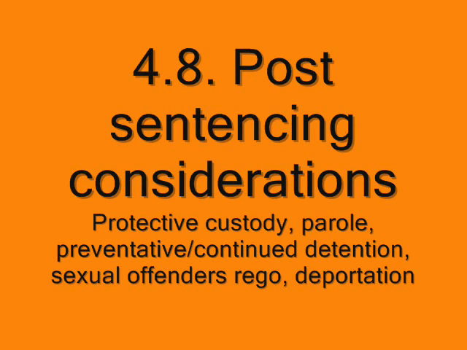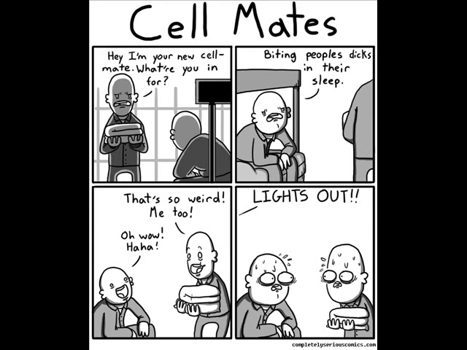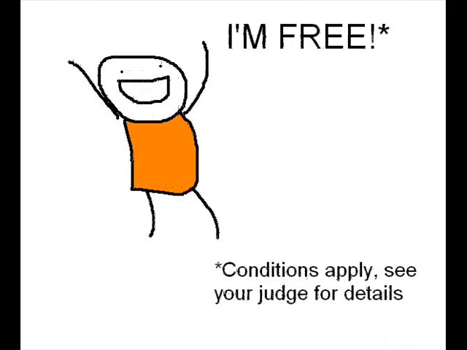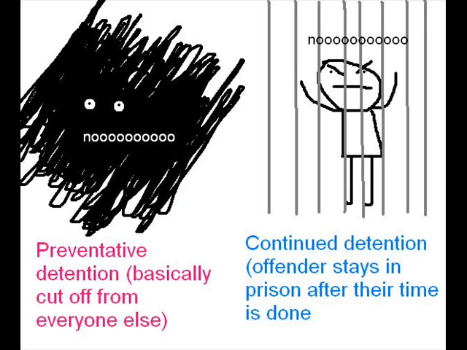Post-sentencing considerations. Security classifications. Minimum or maximum security. Protective custody. Correctional authorities have a duty of care over the offender. Parole. Conditional release of a prisoner after the minimum term is completed. Preventative and continued detention. Preventative is the most controversial and most harsh form of detention, and continued means that the offender stays in prison after their time.